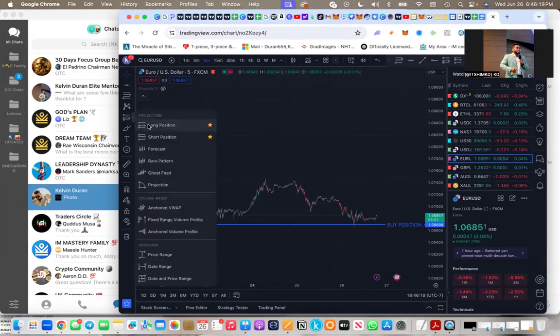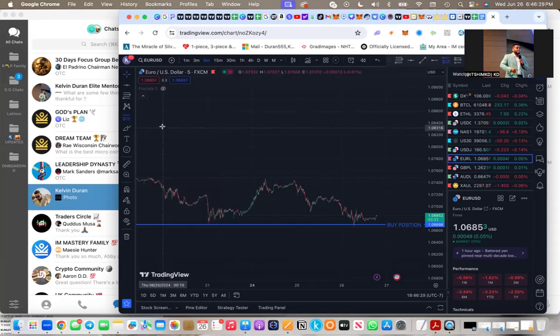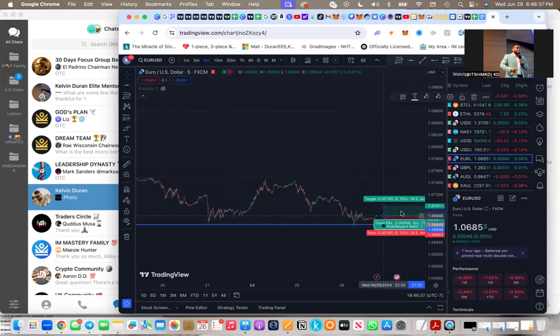Write this down. Long position means buying. Short position means that you're going to sell in the market. So I'm going to buy in this market. So guess what I'm going to do? I'm going to press long position. And I'm going to put this in. I'm going to execute this trade right now. And I'm going to dump this trade, boom, right there. And you're going to have this green and red line.